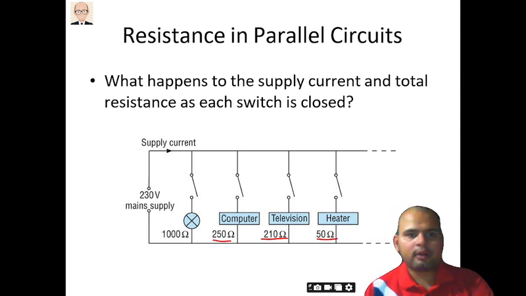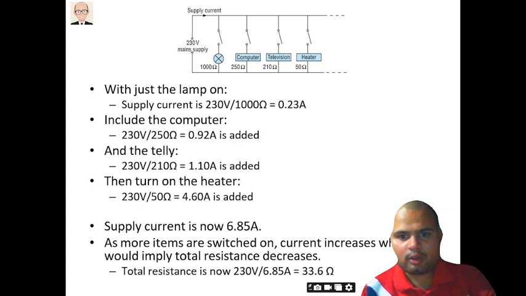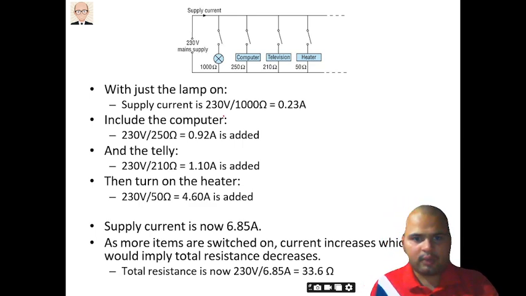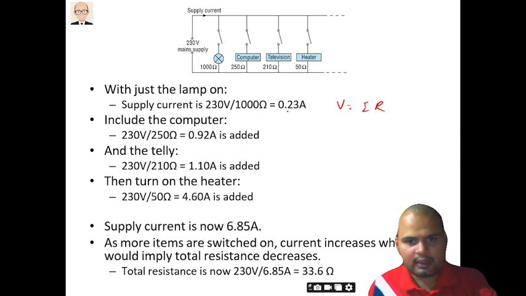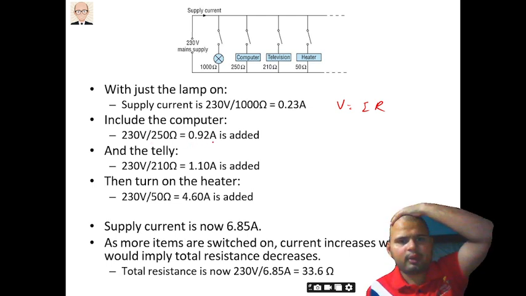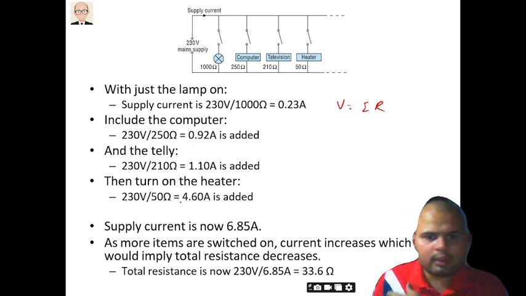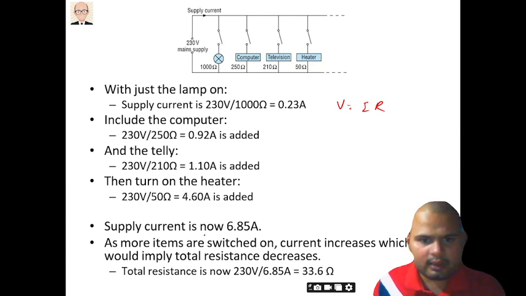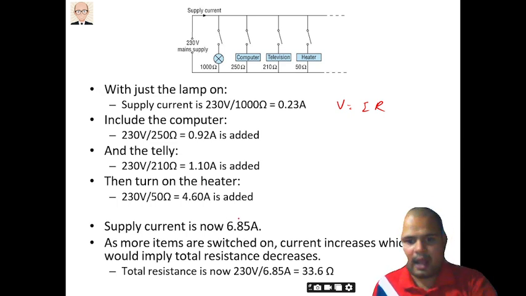What happens to the supply current and total resistance as each switch is closed? We know V is equal to IR. So here the voltage is 230 divided by 1000 ohms, which gives 0.23 ampere, and including the computer we get the particular current 0.92, then 1.10 ampere, and the heater 4.60. Now the supply current is 6.85. So we are just adding all these currents.